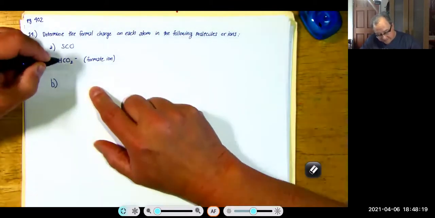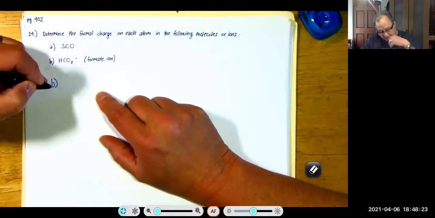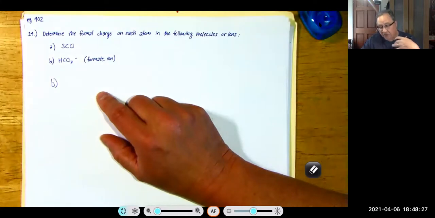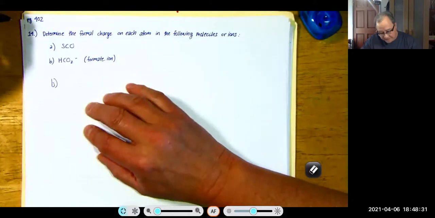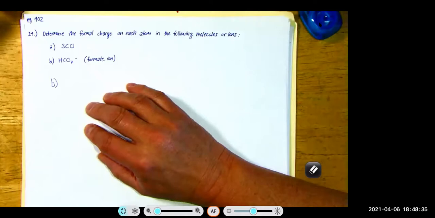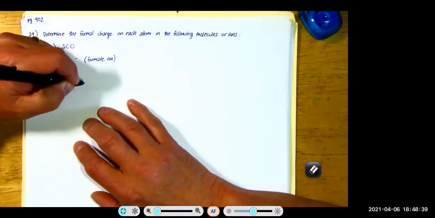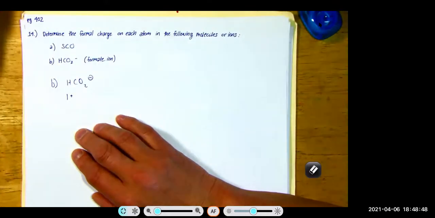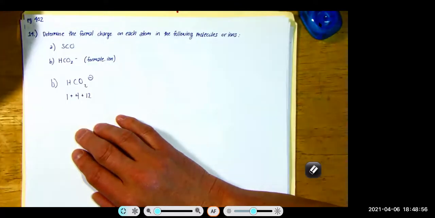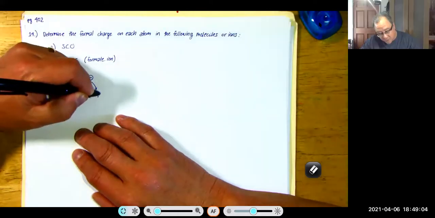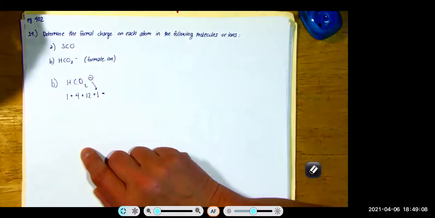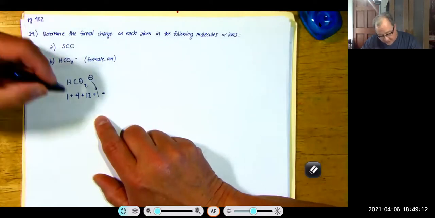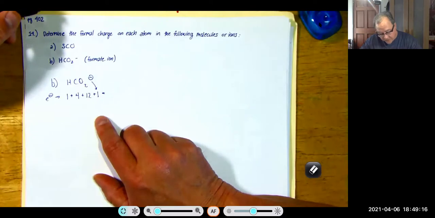Now, for this formate ion, how are we going to do this? How many electrons? How many for a hydrogen? 1 plus 4 plus 12. So we'll have 17. And then plus a negative, so it'll be an extra 1, 18 in total. Okay, we add one because to get the negative, you have to add another electron. Remember, these are electrons. So we're looking at 18 electrons.